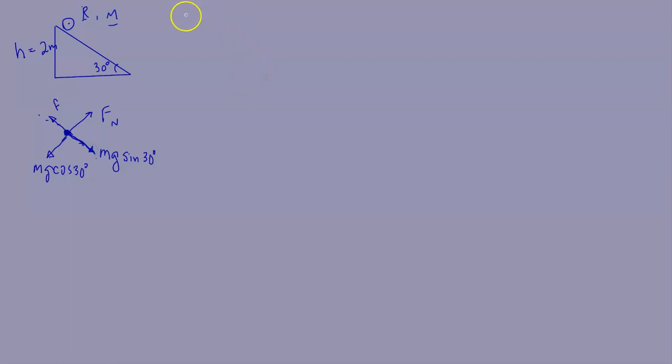So we can say that the sum of the forces equals MA. And so mg sine of 30 minus that force of friction right there is equal to MA. Alright, so some basic Newton's second law stuff.